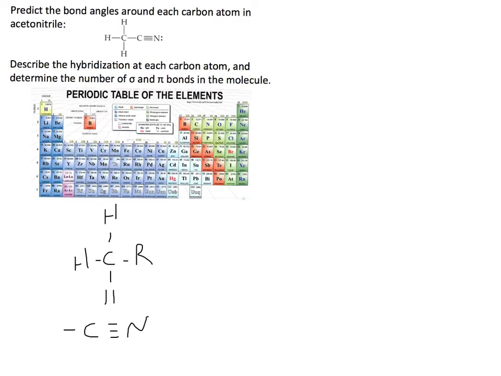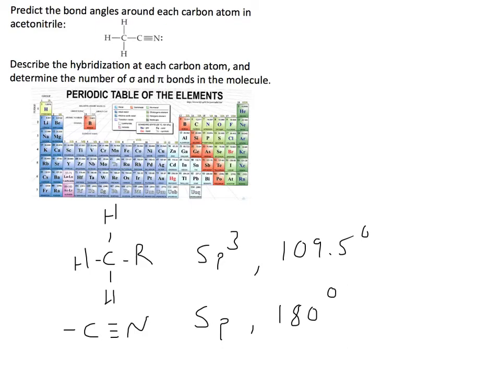If we look at this first one, what we notice is that carbon is sp3 hybridized, and that means each bond angle is 109.5 degrees. If we look at the second carbon, we can see that it's got two bonds, a triple bond and a single bond, which means that it's going to be sp hybridized. That means it's 180 degrees between those bonds.